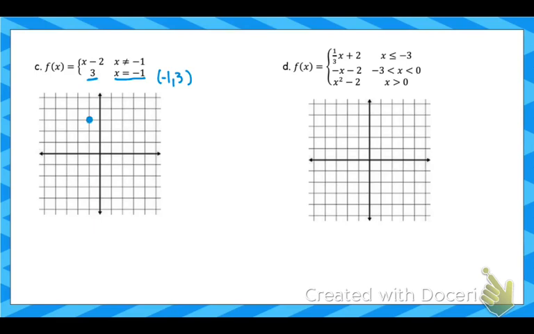Every other spot in this graph is going to be the line x minus 2. In order to show, though, that when x does equal -1, it's not this line, what we're going to do is figure out what that point would be, and put an open circle there.